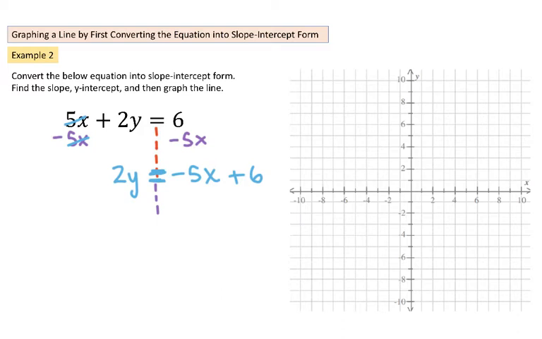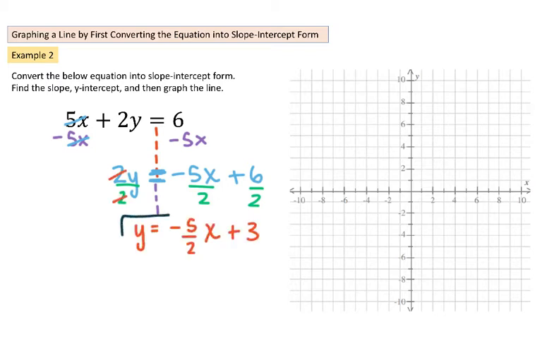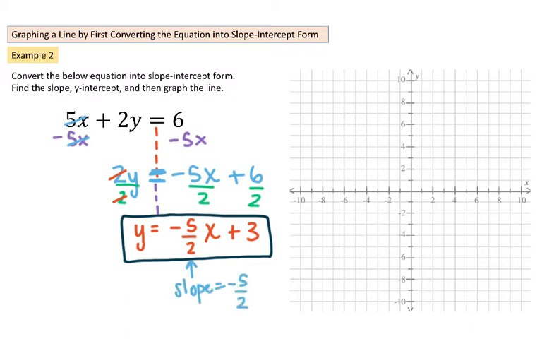We want only y on the left, so we'll divide both sides, every term, by 2. And we end up with the equation y equals -5/2 x plus 3. So remember, this first term is the slope, -5/2. And this second added or subtracted number is the y-intercept. So I make my first point at 3 on the y-axis. That's where the graph is going to cross the y-axis.